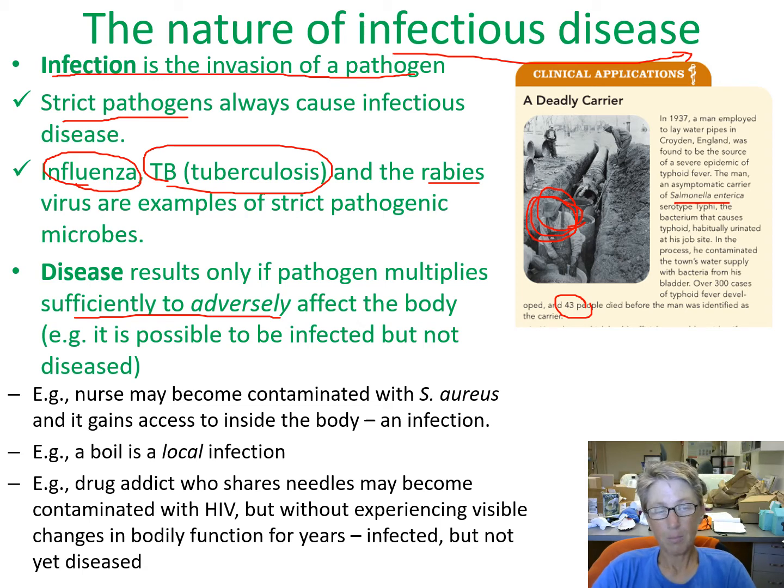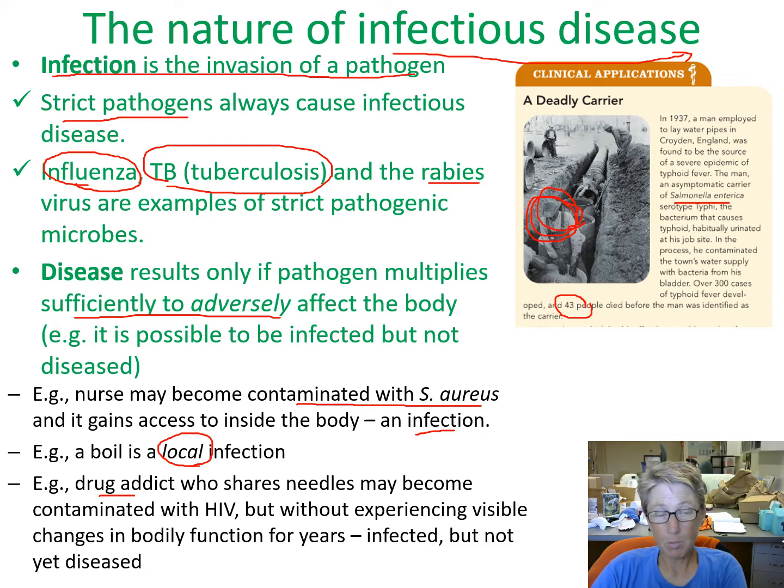So some examples. If you're a nurse, you can be contaminated with Staph aureus, and it gains access to the inside of your body, so into the blood. And once a microbe is in your blood, it can go to any sterile organ or tissue that it wants to. Gaining access to the inside of the body, that's an infection. And then you can even break down infections, like a systemic infection. It would be in your bloodstream. You could have a local infection, like a boil.